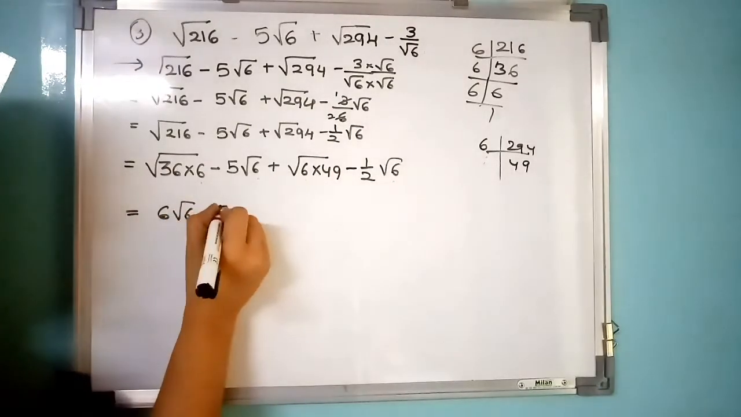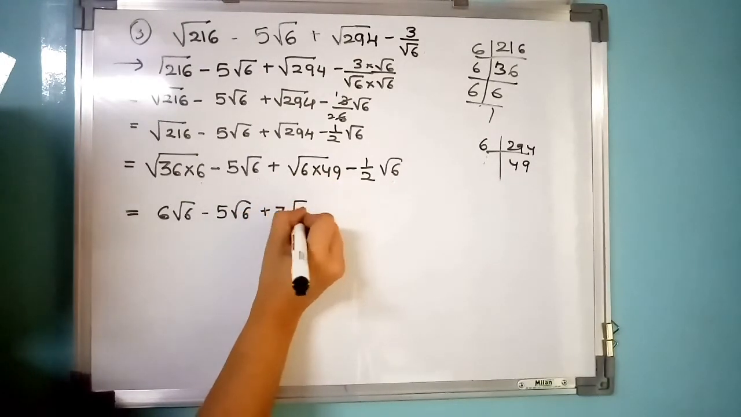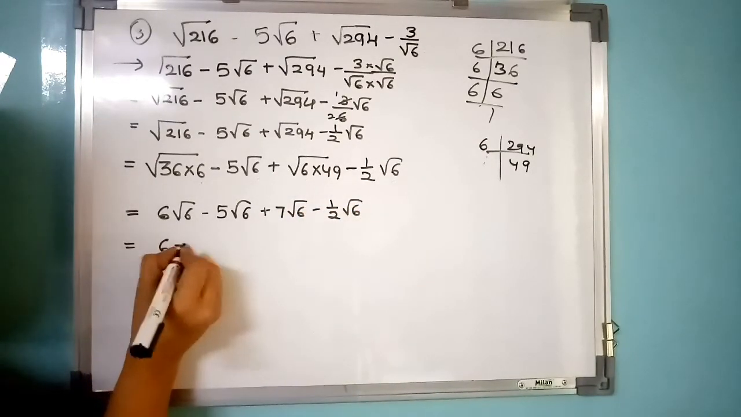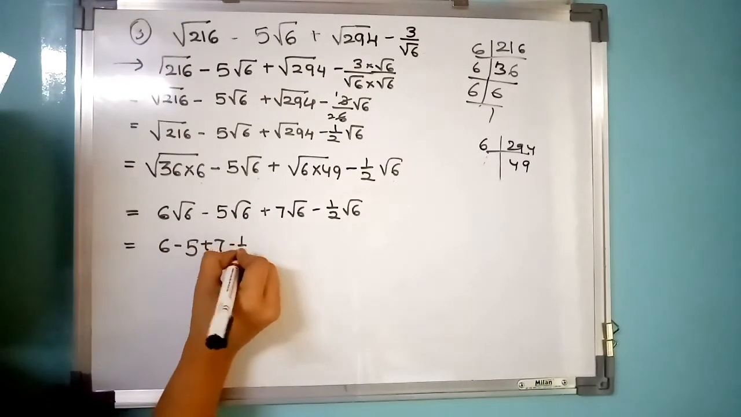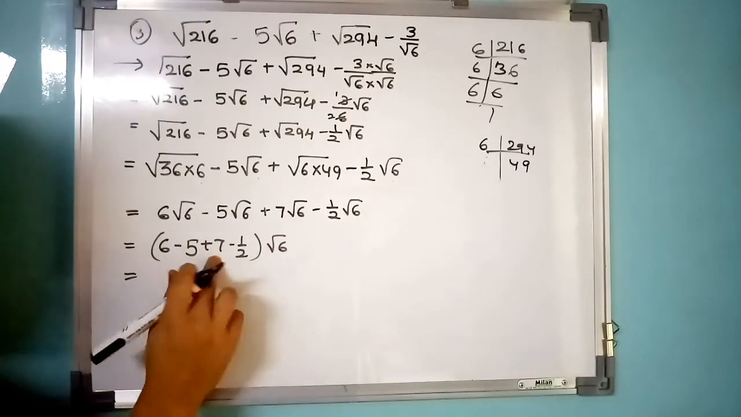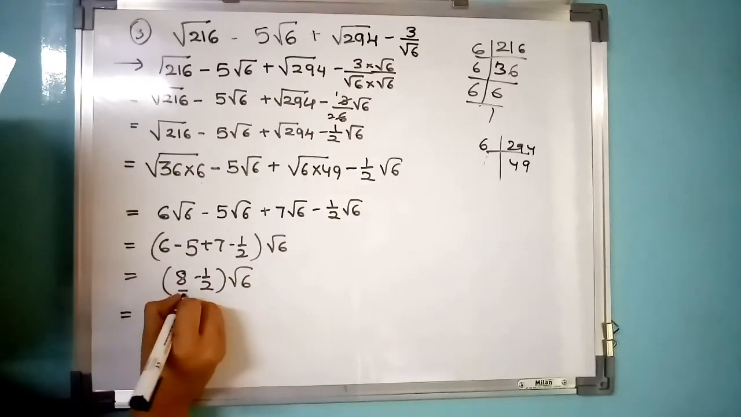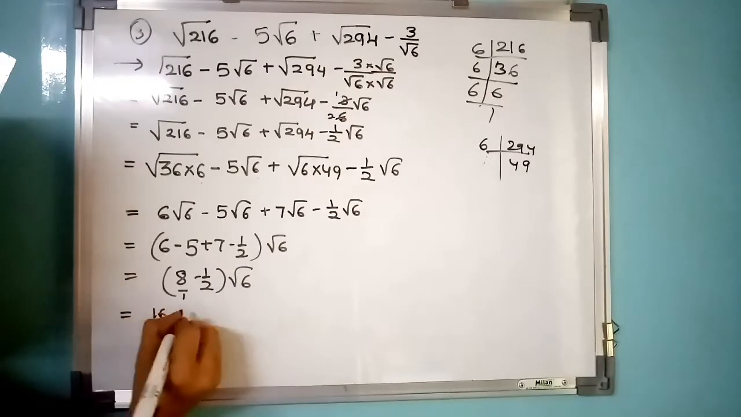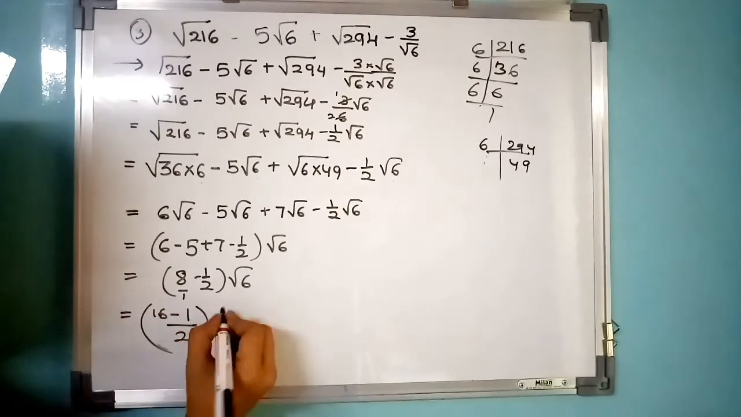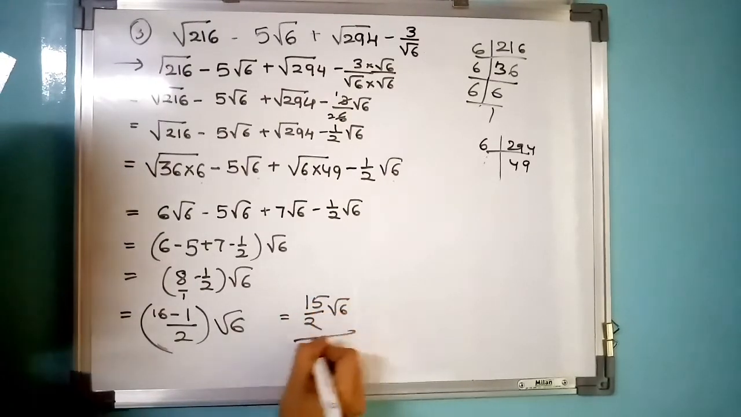So root 36 is 6, 5 root 6 as it is, root 49 means 7, minus 1 upon 2 as it is. 6 minus 5 plus 7 minus 1 upon 2, that is common with root 6. 6 minus 5 is 1 plus 7 is 8. 8 minus 1 upon 2 is nothing but, by cross multiplication we can find the answer, that is 15 upon 2 root 6.